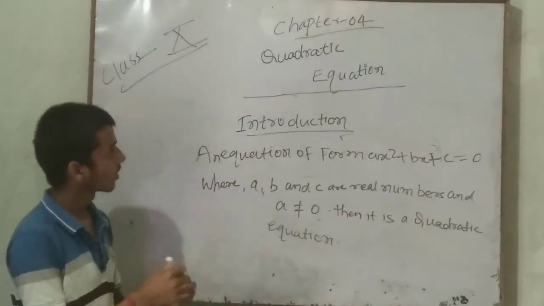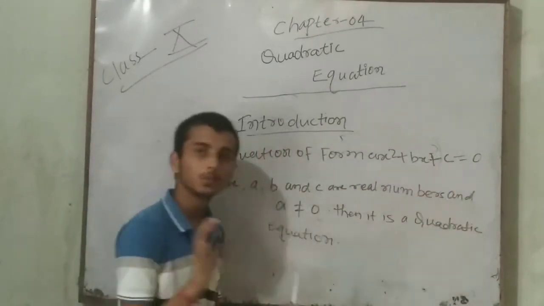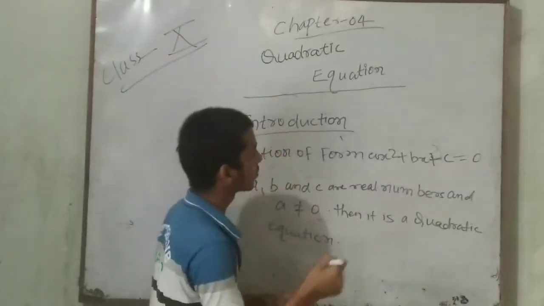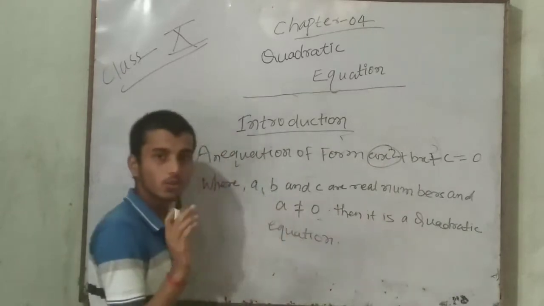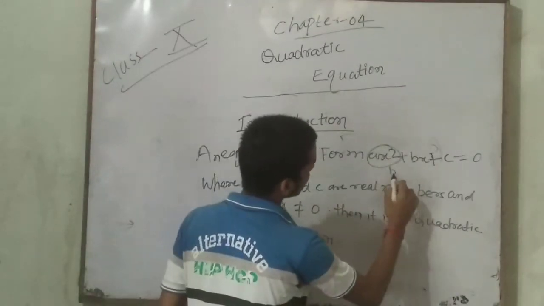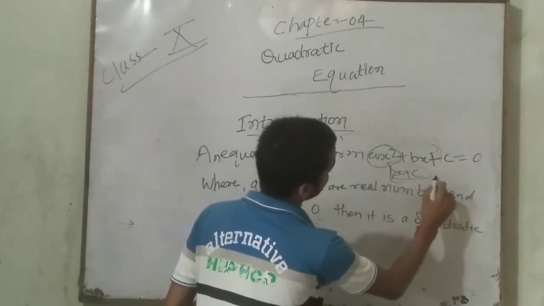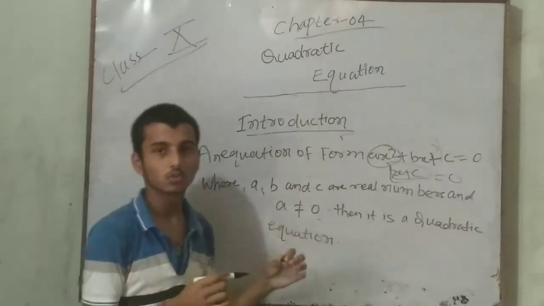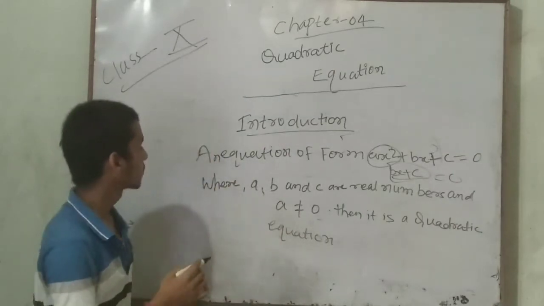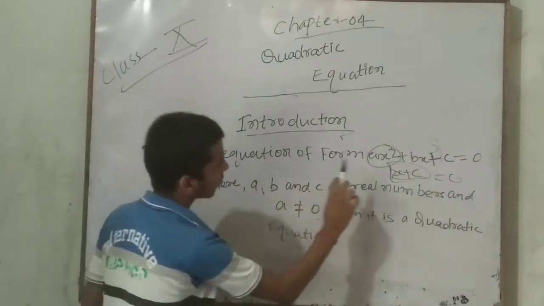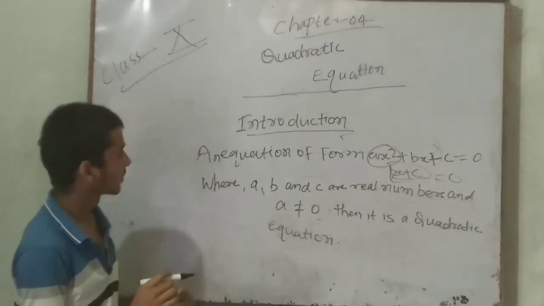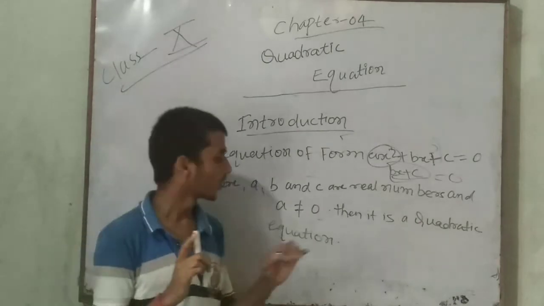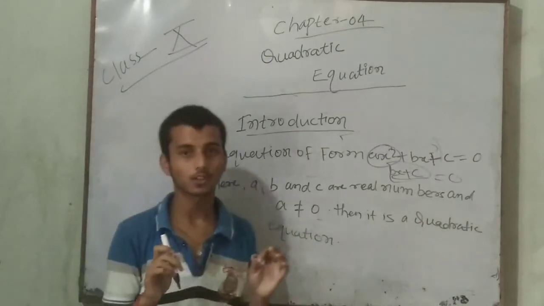It means b and c can be 0, but a should not be equal to 0. If a equal to 0, then it will not be an equation of degree 2. It will become an equation of degree 1. Then it is a linear equation. It is not a quadratic equation. That's why a quadratic equation, wherever we find it, is in the form of ax square plus bx plus c equal to 0, and a, b, c are real numbers and a should not be equal to 0. Then we can say it is a quadratic equation. Otherwise, we will not say so.